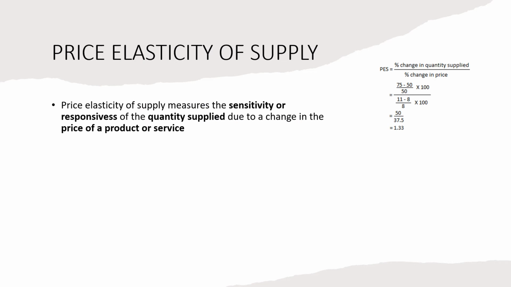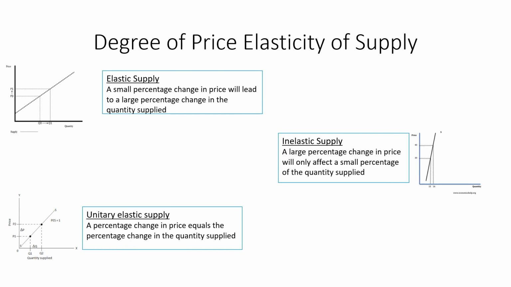Price elasticity of supply measures the sensitivity or responsiveness of the quantity supplied due to a change in the price of a product or service. Price elasticity of supply. In elastic supply, a small percentage change in the price will lead to a large percentage change in the quantity supplied. In inelastic supply, a large percentage change in price will only affect a small percentage of the quantity supplied. Unitary elastic supply, a percentage change in price equals the percentage change in the quantity supplied.